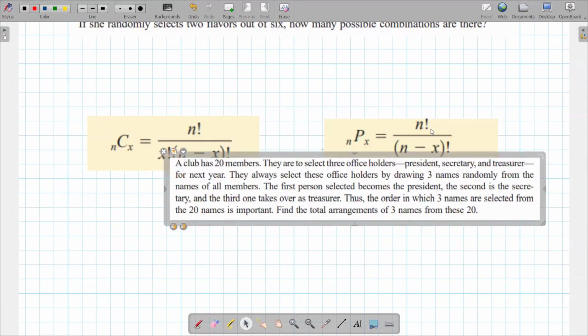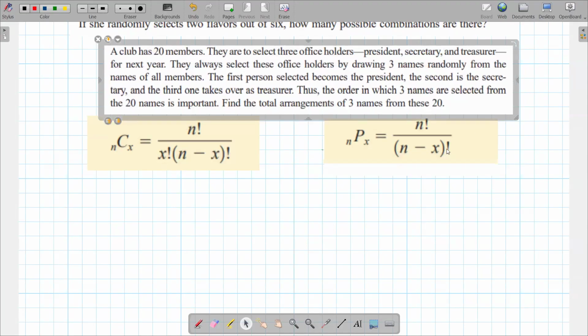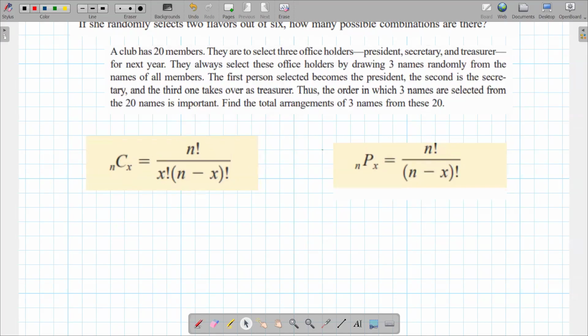A club has 20 members, so that's your n value. They are to select 3 office holders, president, secretary, and treasurer for the next year. So n is 20, x is 3. You're picking 3 items out of 20. They always select these office holders by drawing 3 names randomly. The first person becomes the president, the second becomes something else, the third becomes something else.